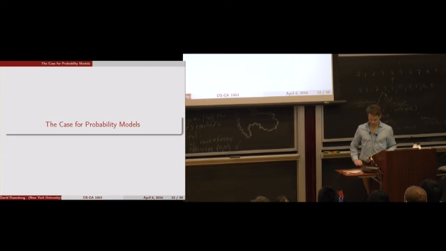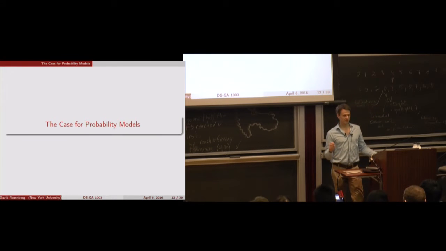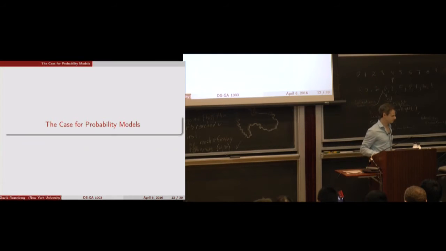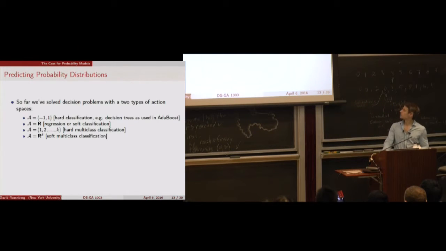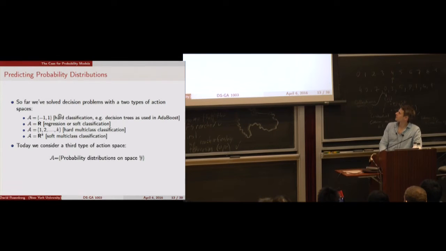All right, so today we're talking about probability models, and in particular, predicting probability distributions as your action. These are all the things we've discussed so far, all the different action spaces. And today we're going to talk about an action space consisting of probability distributions on Y, on the output space. So why would we want to do that?